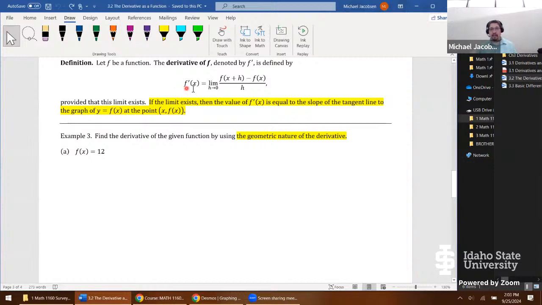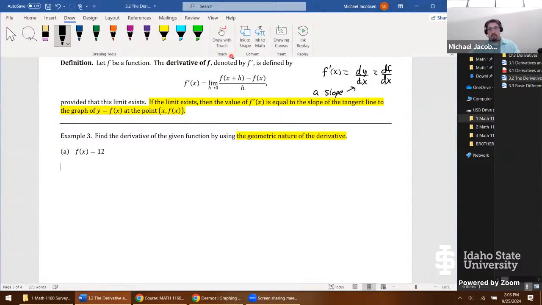So no matter what, every time you see f prime of x, or if you see, in Leibniz notation, dy dx or df dx, all of these things are a slope. That's what it's saying in yellow. If that limit exists, then the value of that limit, which we call f prime of x, the derivative of f of x, is equal to the slope of the tangent line to the graph at the point x, f of x. So this is always a slope no matter what geometrically.